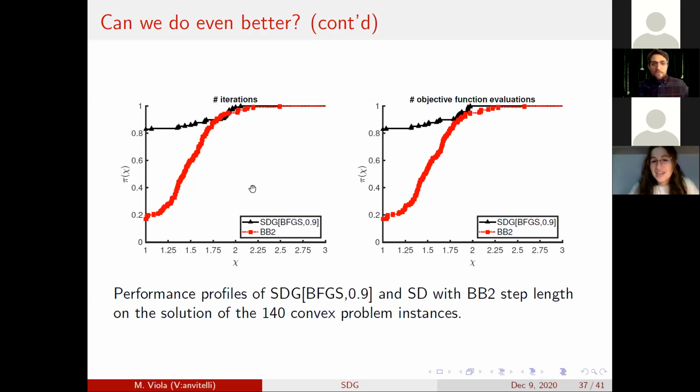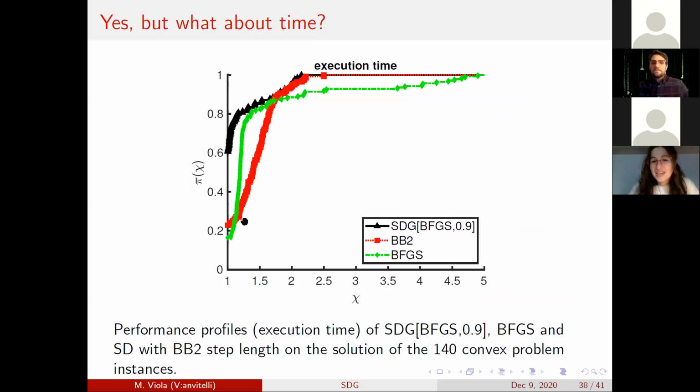actually, we performed a test also on this, and what you can see from this performance profile in terms of execution time, we compared the algorithm with 0.9 as a starting point, both with the gradient method with Barzilai-Borwein two-step length, and with the BFGS method. And the nice thing is that it's clear from this picture that also in terms of time, you can outperform both of them in efficiency and in robustness, at least for robustness with respect to BFGS method.